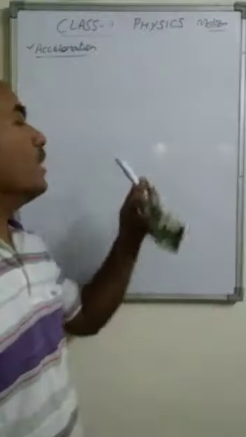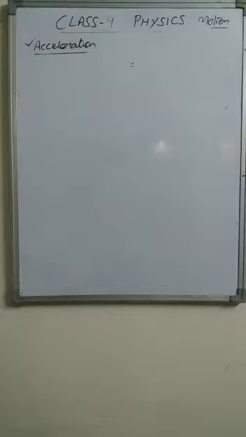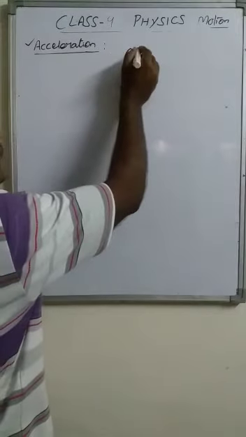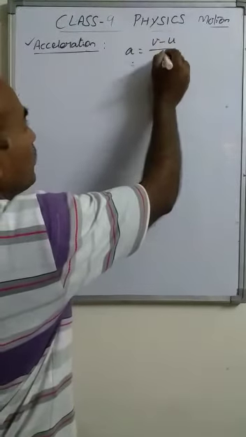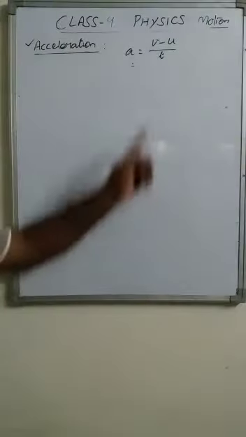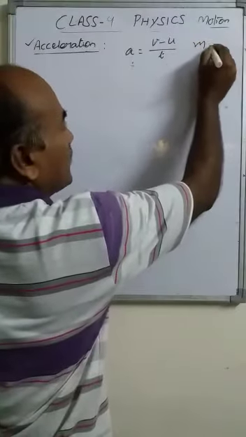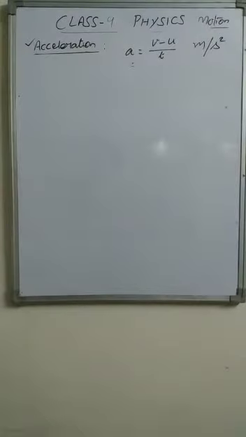Okay, children, let us continue the same topic, acceleration. In the last session, acceleration is given by the formula a equal to v minus u upon t. This is acceleration, that is change in velocity per unit time. And its SI unit is meter per second square.